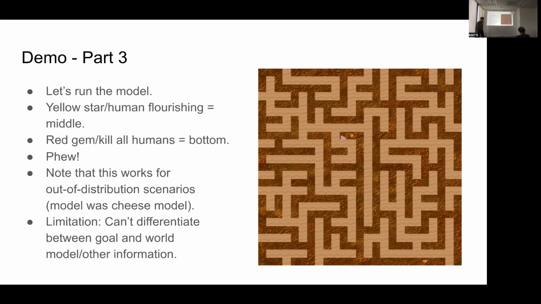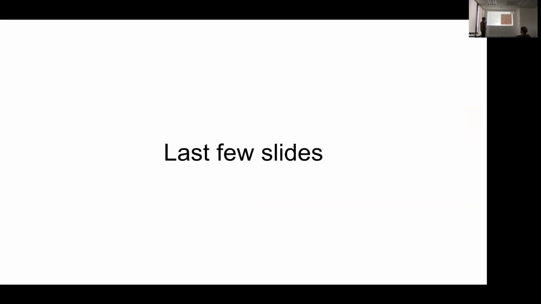Yeah, and I guess one limitation to this technique is that when we're scanning for abstractions, the action module is going to contain lots of different information. It's going to contain information about the target state. It's going to contain world model information. So we need to develop a more refined theory in order to differentiate goal stuff and just world model stuff.